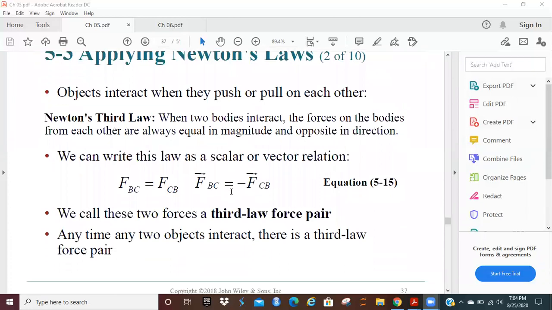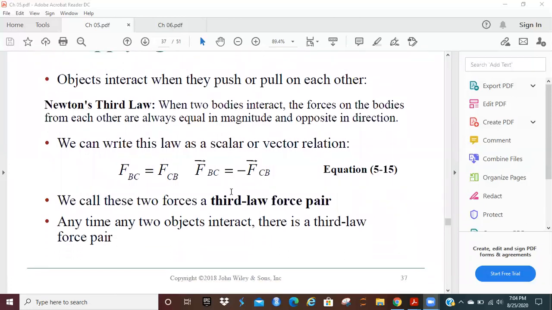All right. So Newton's third law. When two bodies interact, the forces on the bodies from each other are always equal in magnitude and opposite in direction. In other words, an action has an equal and opposite reaction. The same kind of thing you tell your sibling whenever you're about to hit them because they hit you first.